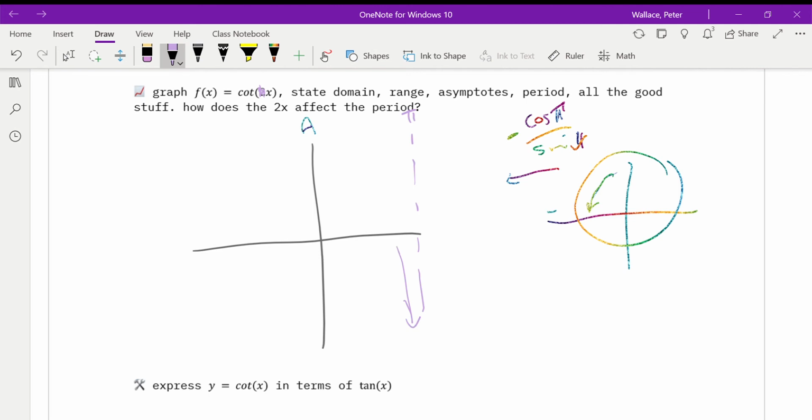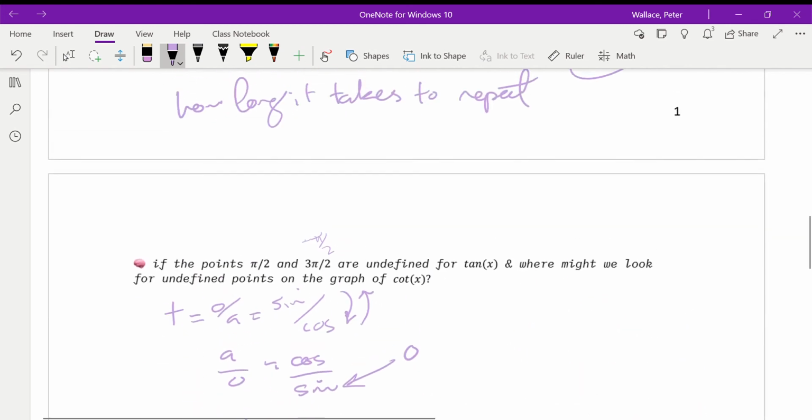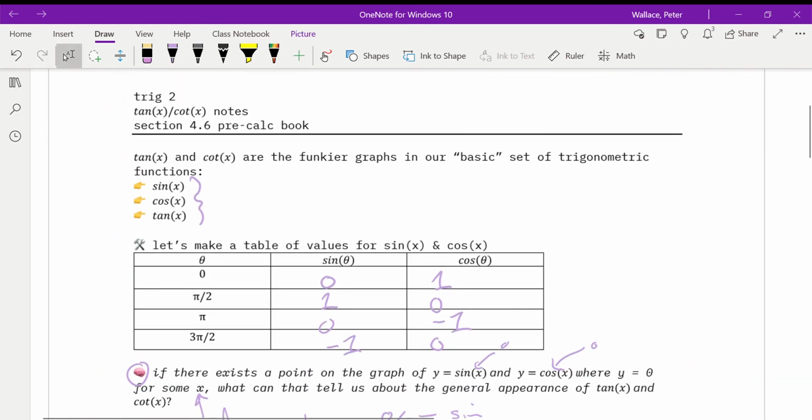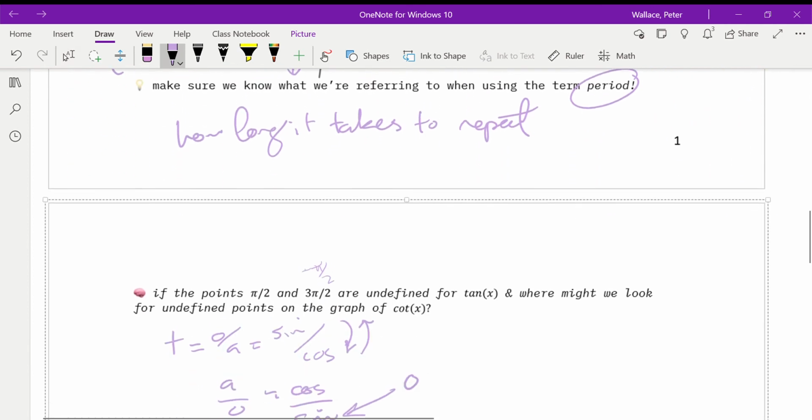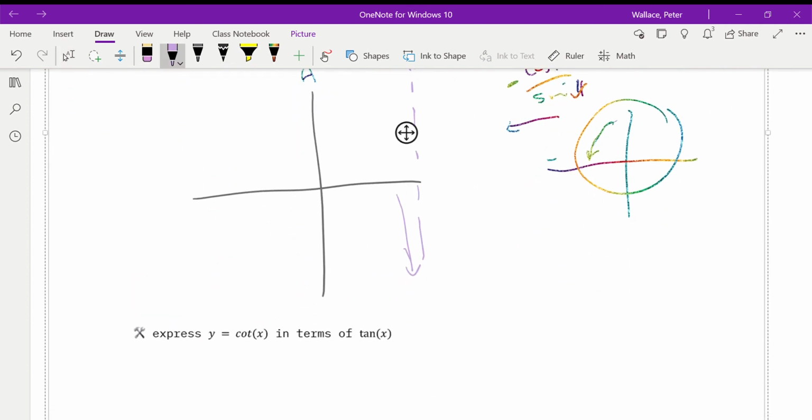And then where do we know that our value is going to pass through the x-axis? Where is y equal to 0? Let's take a look. We need to find where cosine is 0, because it's going to be 0 over 1, which is pi over 2. So at pi over 2, we will pass through the x-axis.